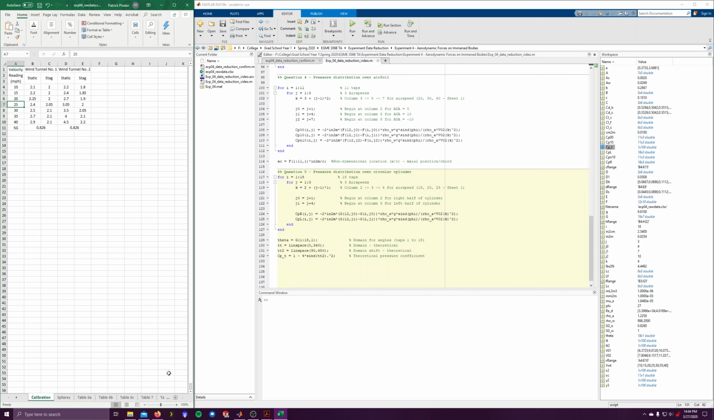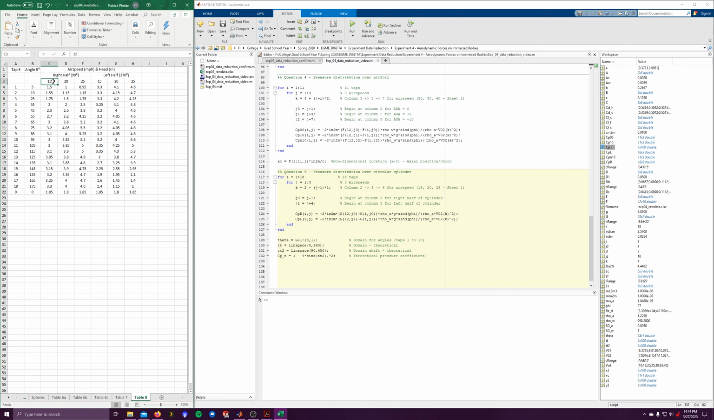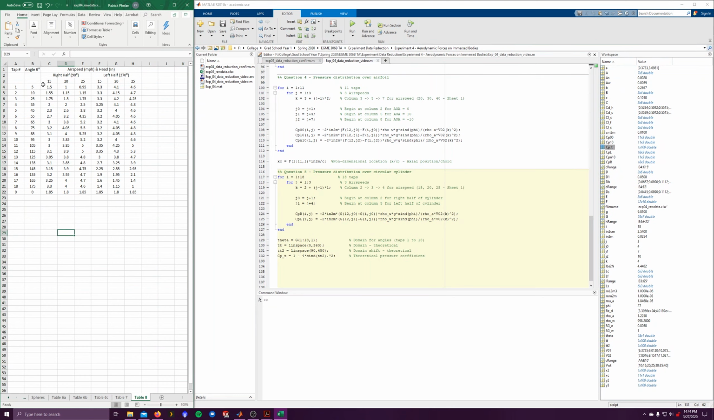Now, of note, let's go to the table here. This is what we have: 15, 20, and 25 miles per hour. If we go to the PDF, it says 20, 30, and 40 miles per hour. I don't know if this is really 20, 30, and 40 miles per hour. I'm going to assume not. I'm going to assume that this is 15, 20, and 25 miles per hour. So that's just something to keep in mind. I'm just going to assume it's that.